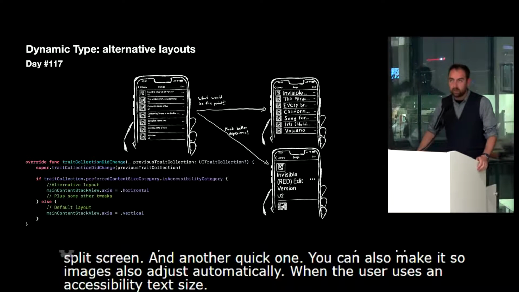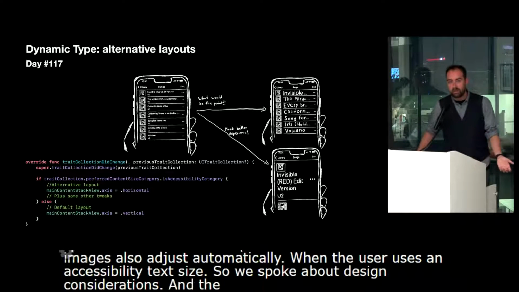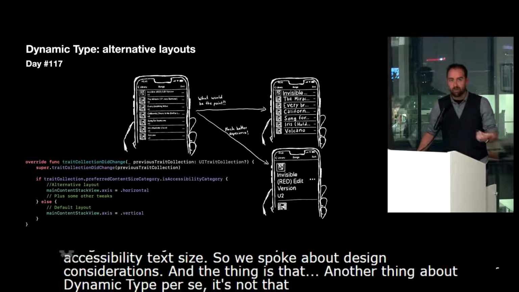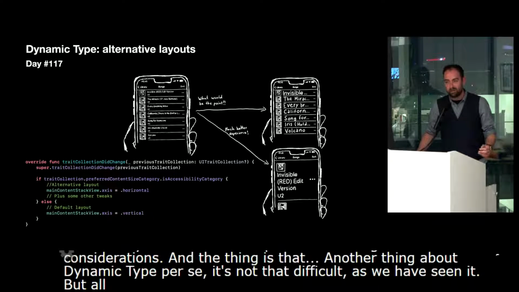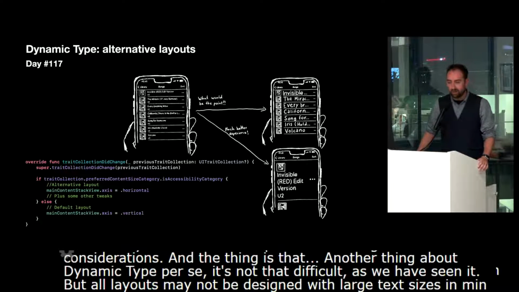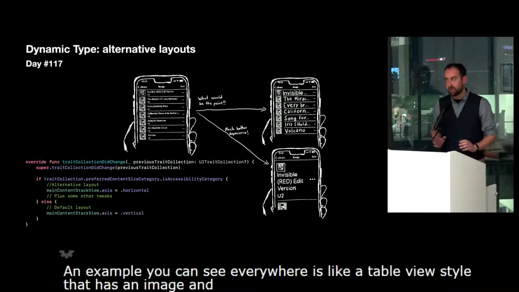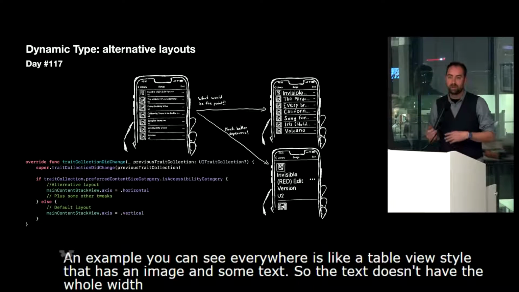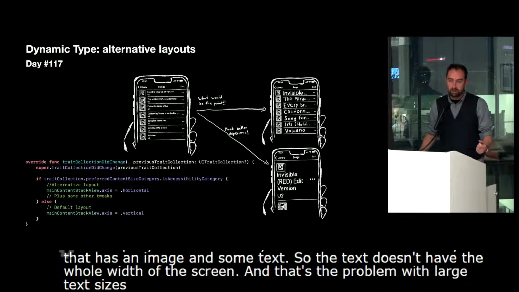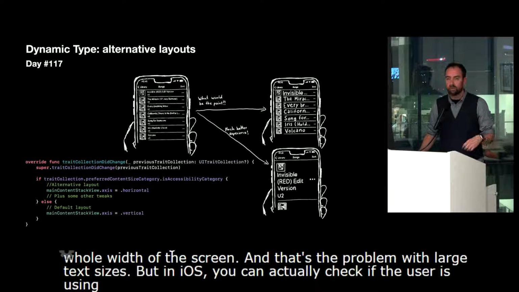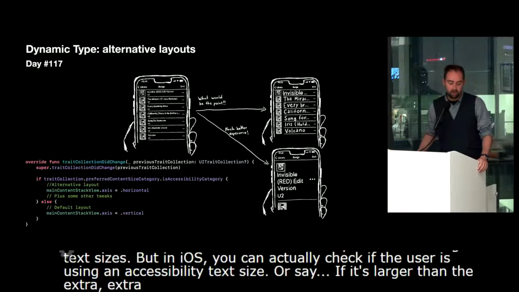So we spoke about design considerations, and the thing is that adopting dynamic type per se is not that difficult, as we've seen. But our layouts may not be designed with large text sizes in mind. An example you can see everywhere is a table view cell that has an image and some text. So the text doesn't have the whole width of the screen, and that's a problem with large text sizes. But in iOS, you can actually check if the user is using an accessibility text size, or, say, if it's larger than the extra large size, I'm going to do some tweaks in the layout.